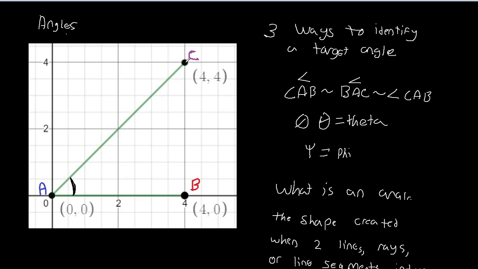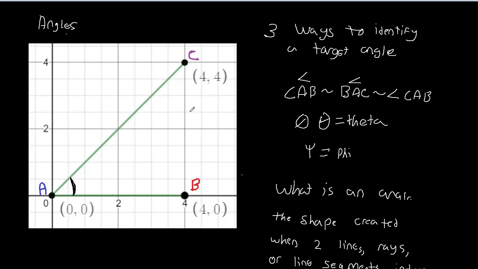So this right here, we have the line segment AC, and we have the line segment AB, and they intersect at the common point A. This shape created by line segment AC and line segment AB, this shape right here, is the angle. And we can refer to that as CAB, BAC, theta, or phi. We're all talking about the same thing.